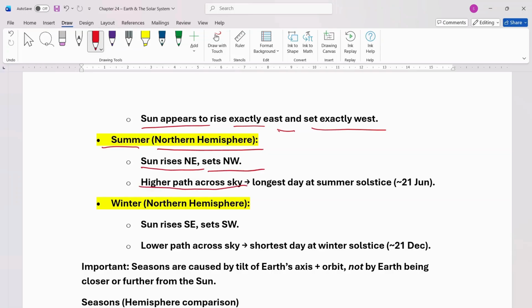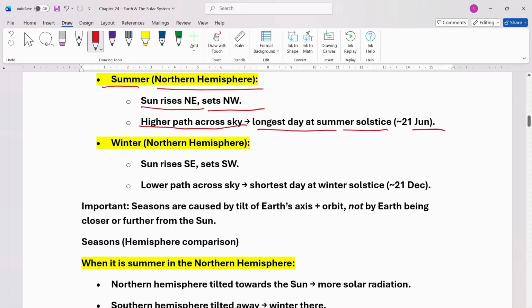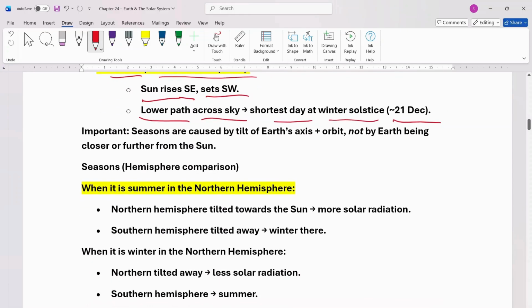Higher path across the sky, longest day at summer solstice, 21st June. Winter, northern hemisphere: the Sun rises southeast and sets southwest. Lower path across the sky, shortest day at winter solstice, 21st December. Important: seasons are caused by the tilt of Earth's axis plus its orbit, not by Earth being closer or further from the Sun.